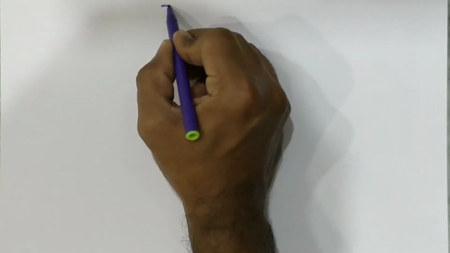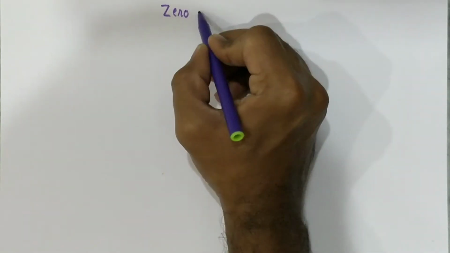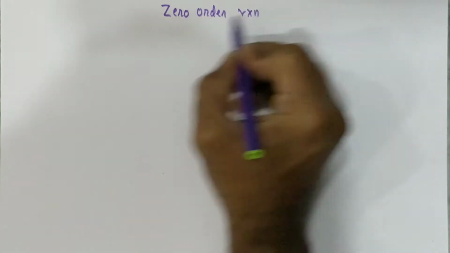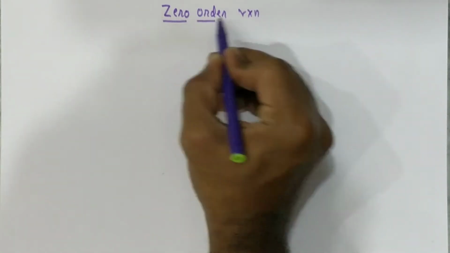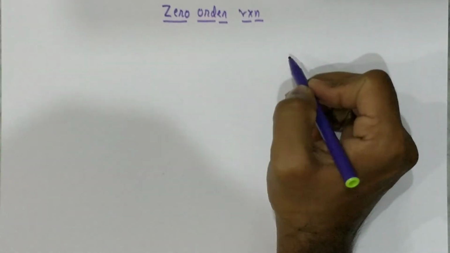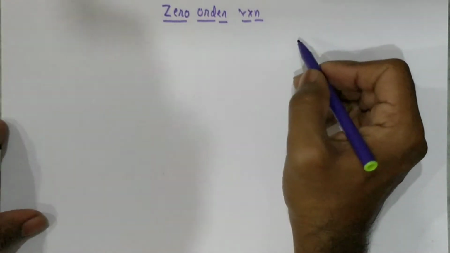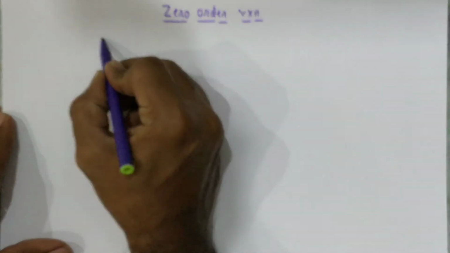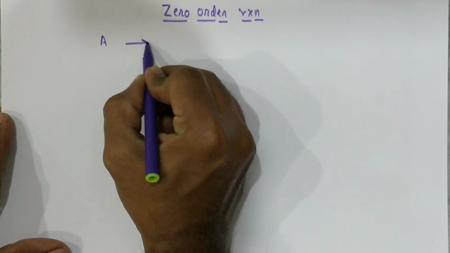Hello everyone. Today we are going to talk about zero order reactions. Zero order reactions are such reactions in which the rate of the reaction is independent of the concentration. That is, the rate of the reaction will be concentration to the power 0. So the order will be 0. Hence these reactions are known as zero order reactions.